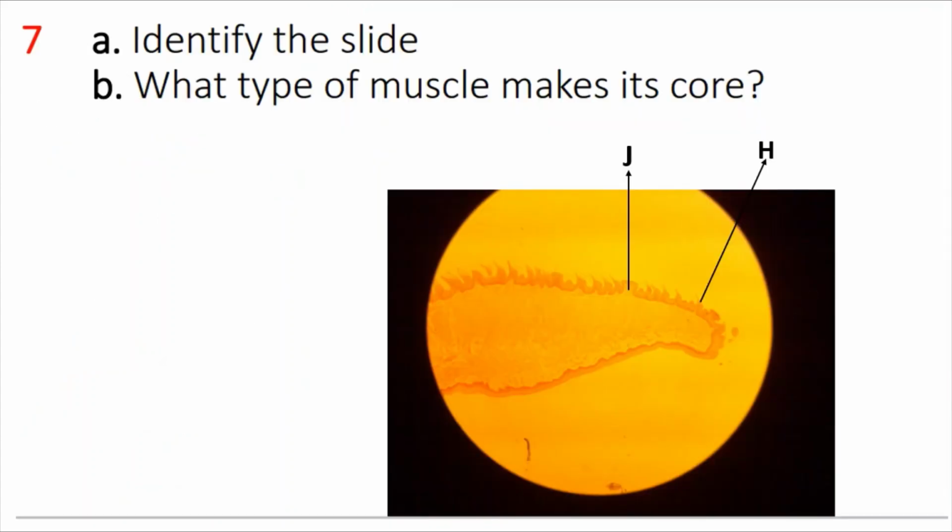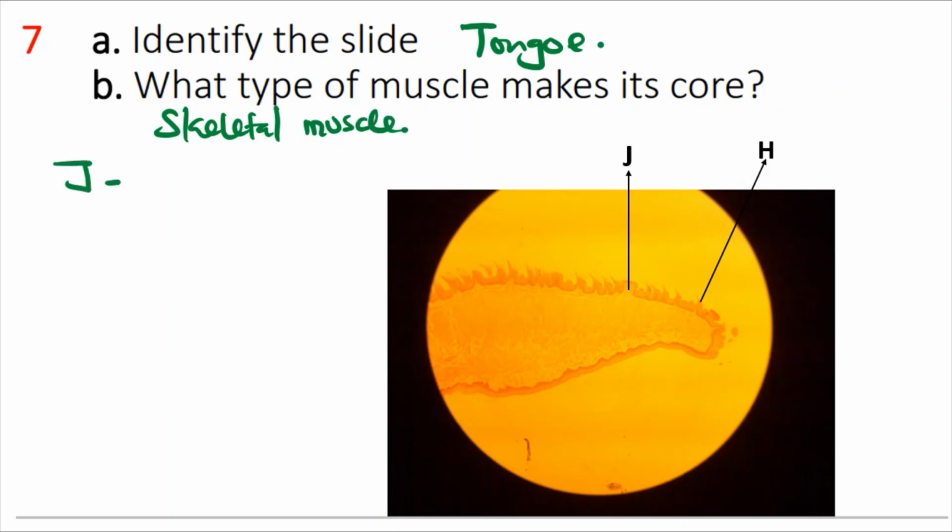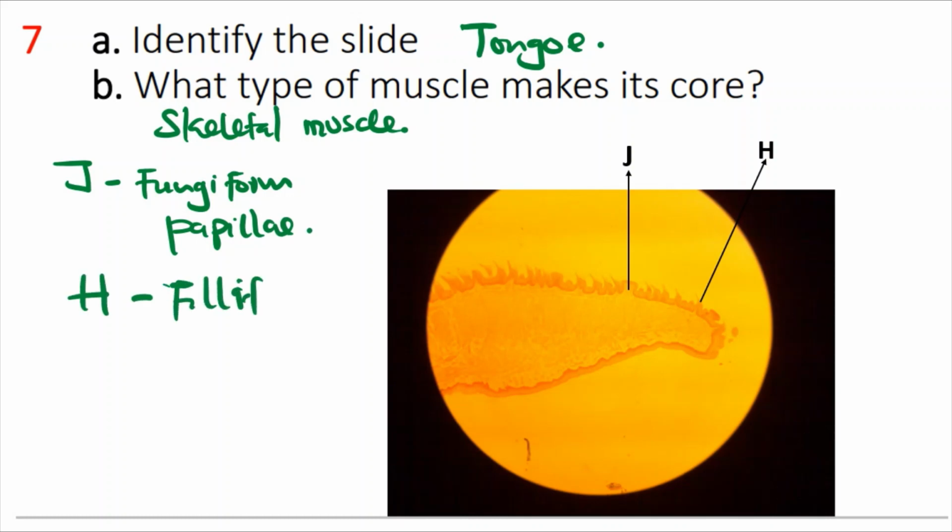Identify this slide. This slide here is a tongue. The type of muscle that makes its core is skeletal muscle. The part labeled J is a fungiform papillae. The part labeled H is a filiform papillae. So you have to know the types of papillae that are found on the tongue.